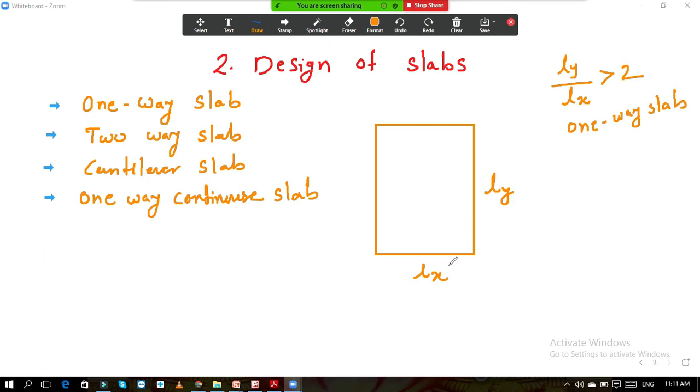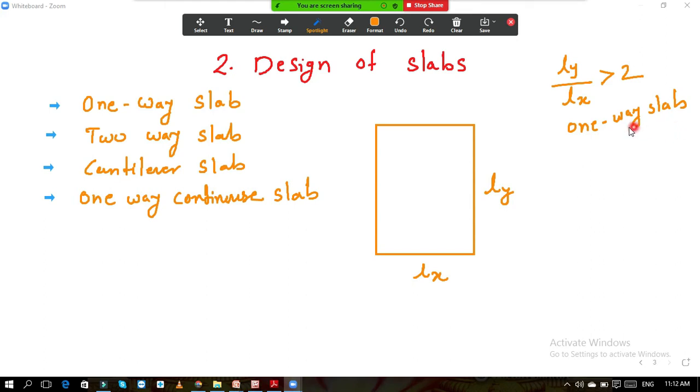Once again I will tell you, this is the slab which we are seeing from the top. This is the length in x direction of the slab, the horizontal length, Lx. This is the length in y direction, Ly. When you take the ratio Ly by Lx, these are the effective lengths. If that Ly by Lx ratio is greater than 2, then the slab is a one-way slab.